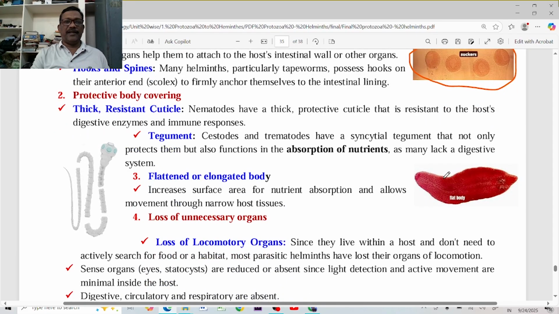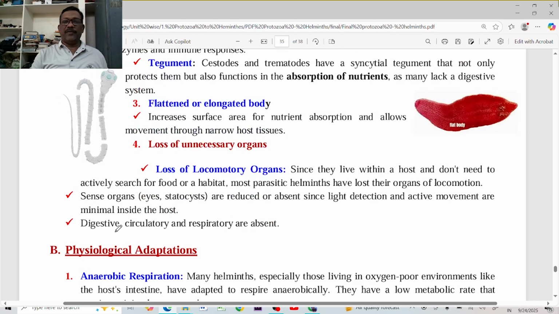Another important adaptation is the protective body covering. Their body is covered by a cuticle layer, a tough tegument. Due to the presence of this tough tegument, the host enzymes cannot digest or kill these organisms. If there is no tegument or cuticle layer around their body, the enzymes present in our body, especially the proteases released in the small intestine, can kill these organisms.